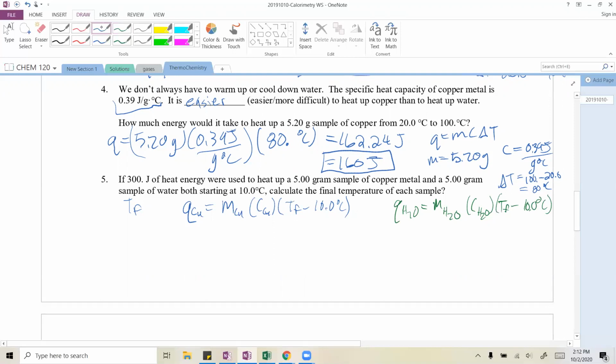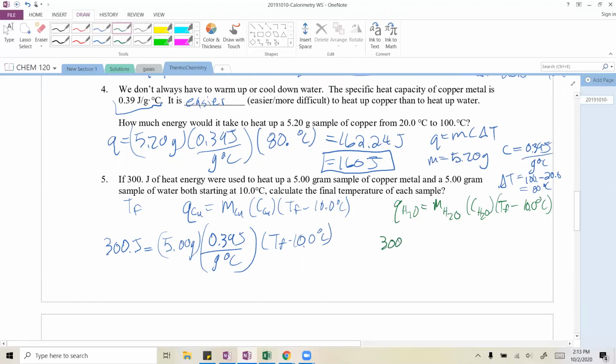So in both examples, we are going to put in the same amount of energy. So our Q is going to be 300 joules for each. Our mass is going to be the same at 5 grams. But our heat capacity is going to be different. For copper, it's 0.39 joules per gram degrees Celsius. And so we're going to use that to find our final temperature if we start at 10 degrees Celsius.